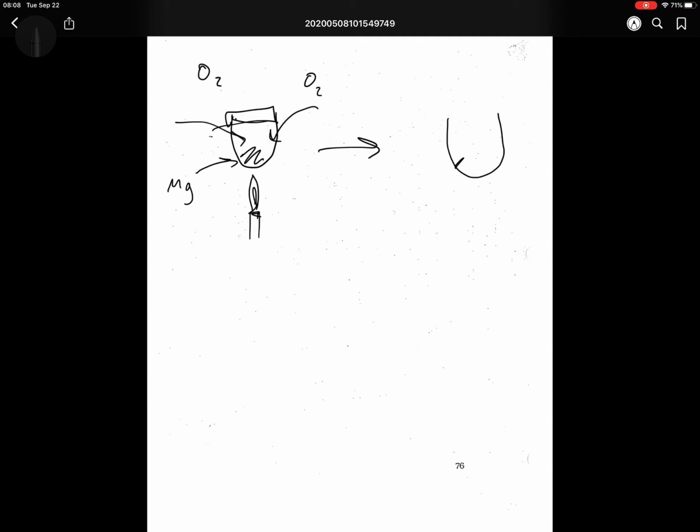Long story short, you are going to burn some magnesium inside of a crucible. So that's a flame, Bunsen burner. You're going to have a crucible with a lid, and you're going to put some magnesium inside, and you're going to heat it up. Oxygen from the air is going to add to this compound until we end up with a new compound that contains both magnesium and oxygen.